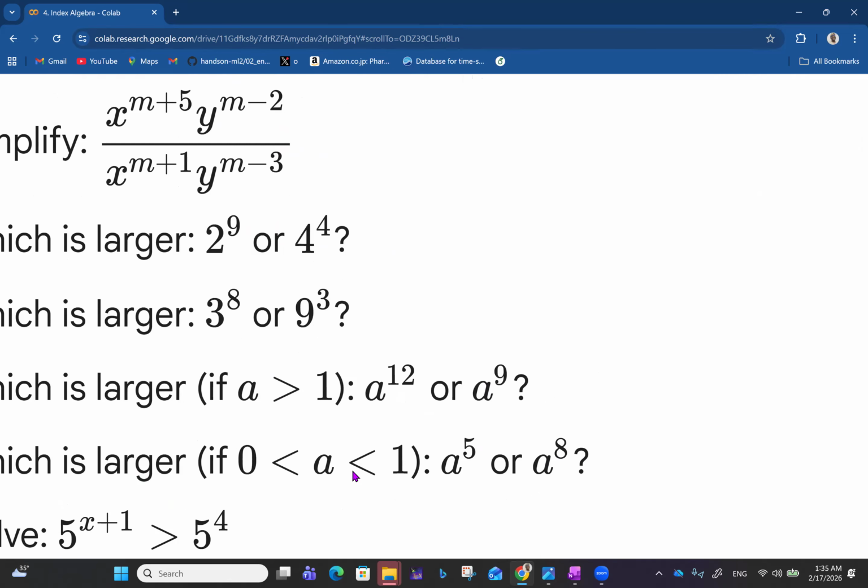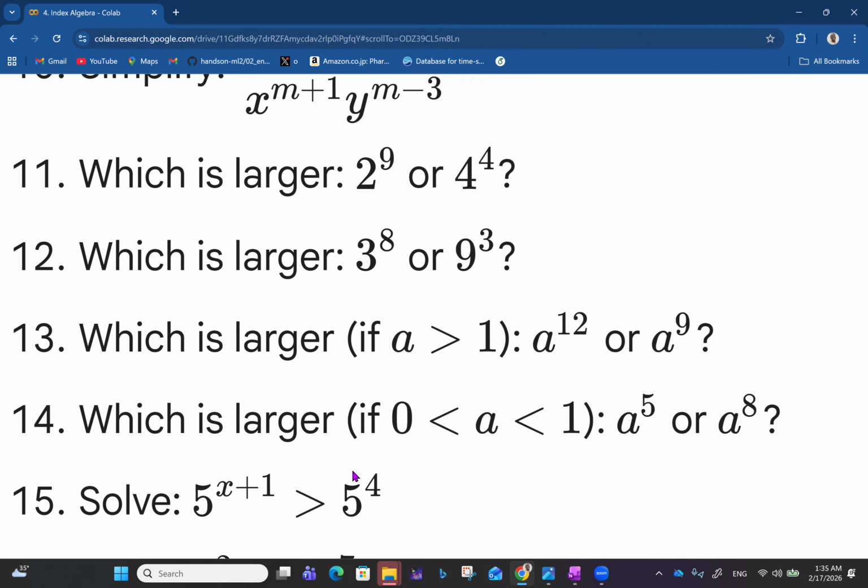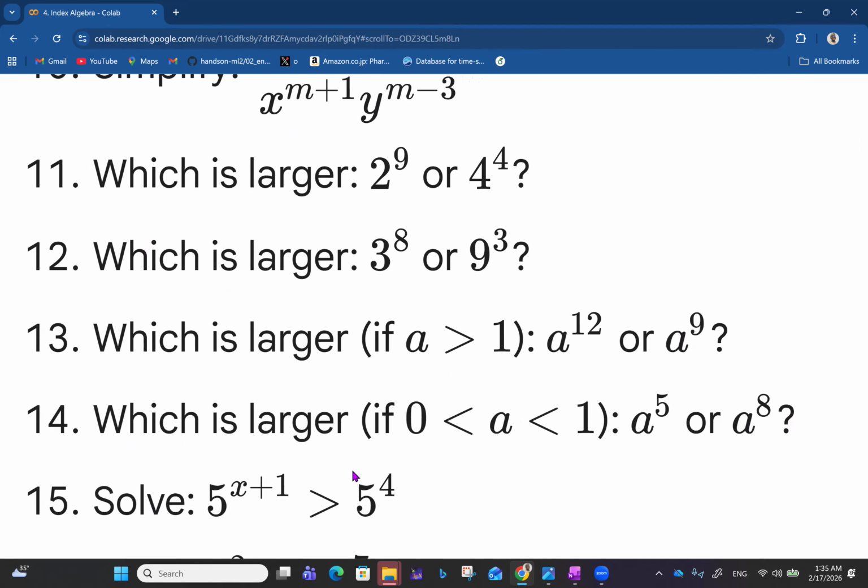Then 11 to 15. Let's also see if we can do some mental work with that. Which is larger, of course, 2 raised to power 9 or 4 raised to power 4? 4 is 2 raised to power 2. That'll be 2 raised to power 8.